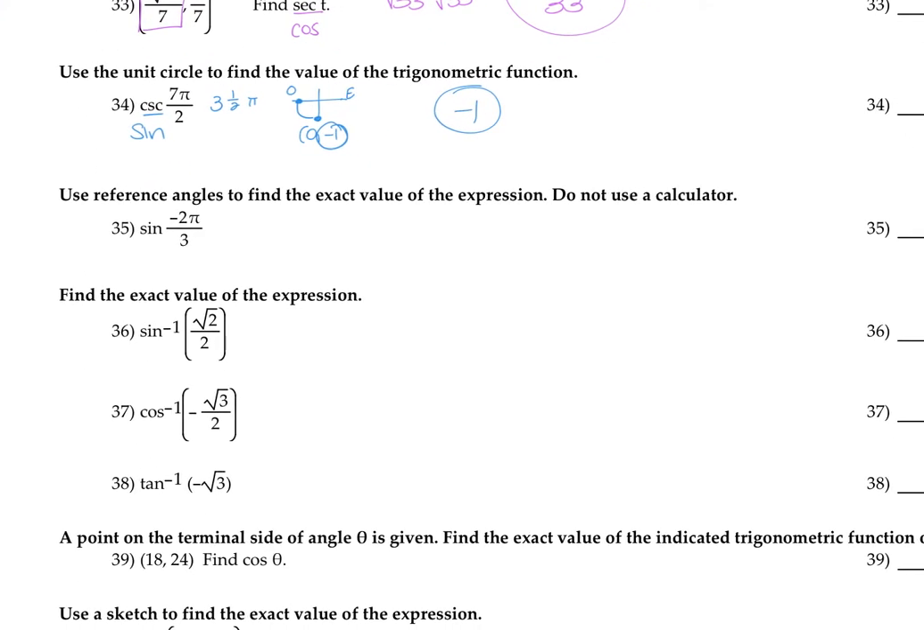35 says use reference angles to find the exact value of the expression. So because this is an over 3, I know my reference angle is pi over 3, and the coordinate point there would be 1/2 and root 3 over 2. It's sine, so I know it's root 3 over 2, but then I got to locate -2 pi over 3, which is left, because I go clockwise because it's negative. Past the halfway point puts me in quarter 3, and because all students take calculus, I know that is a negative square root 3 over 2.